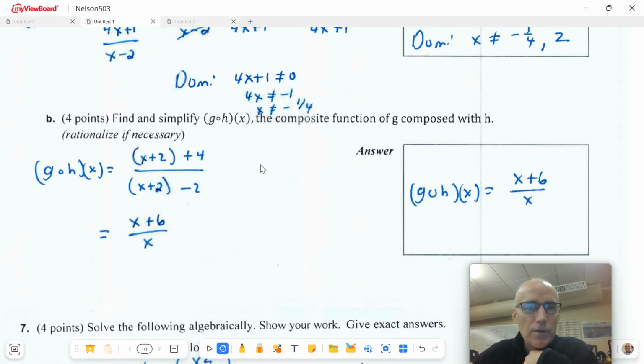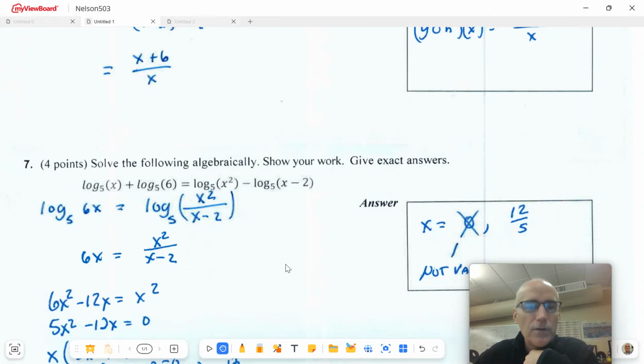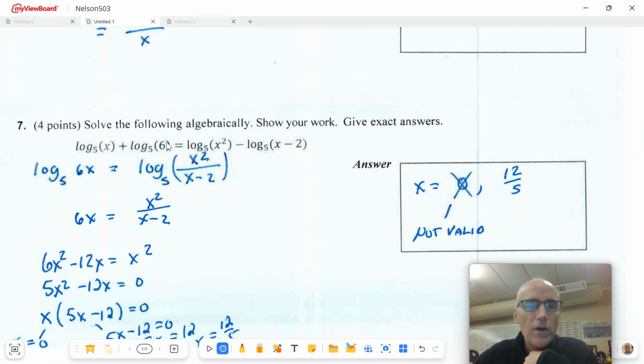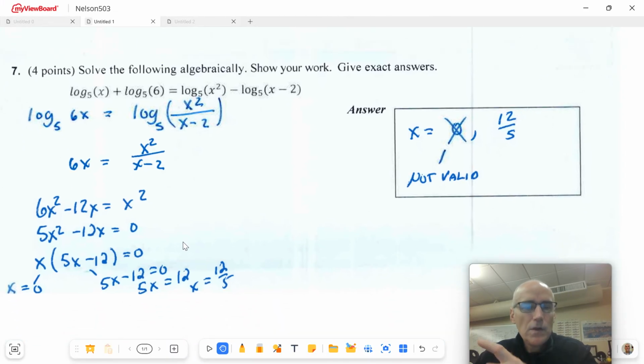All right, since we're on this page, let's scroll down here. How do you solve this logarithm? Well, you combine the logarithm using the properties. Then you set the little expressions equal to each other. So you solve it as a quadratic. You've got to be careful because you can't have 0.